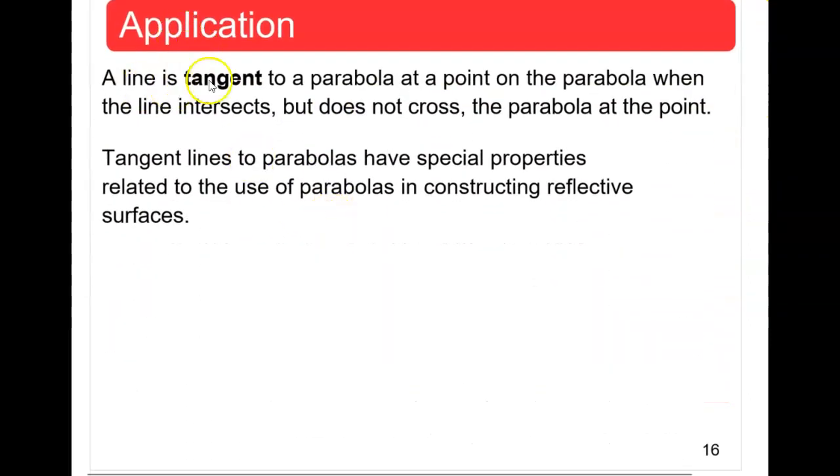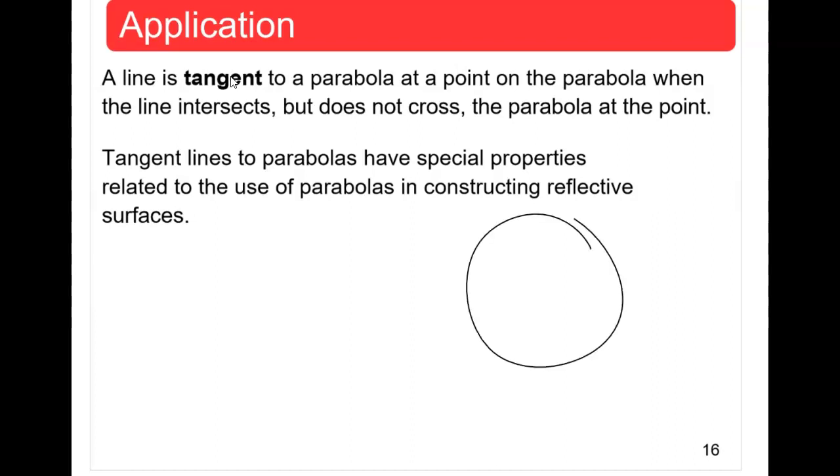So another application is the tangent to a parabola at a certain specific point, but does not cross the parabola. So it only touches it at one point. And this tangent line to parabolas have special properties related to the use of parabolas in constructing reflective surfaces. So perhaps you heard about a tangent line with circles, and it was just a line that touches the circle at one point.